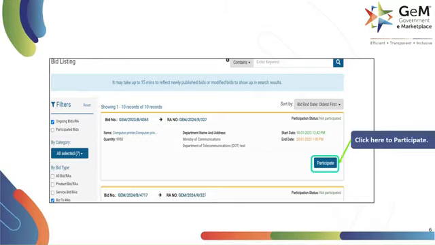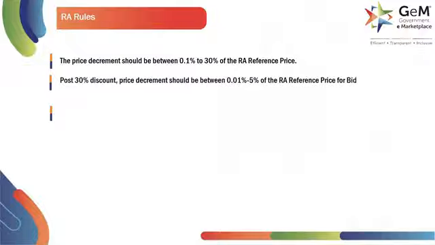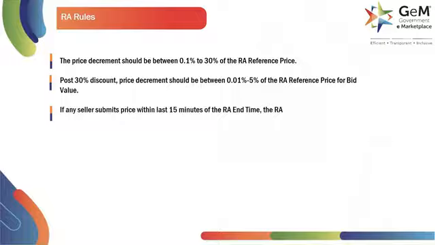Before you participate, it's essential to understand the reverse auction rules. The price decrement should be between 0.1% to 30% of the RA reference price. Post 30% discount, price decrement should be between 0.01% to 5% of the RA reference price for bid value. If any seller submits the price within the last 15 minutes of the RA end time, the RA will be auto-extended by 15 minutes. Unlimited auto-extensions are available.